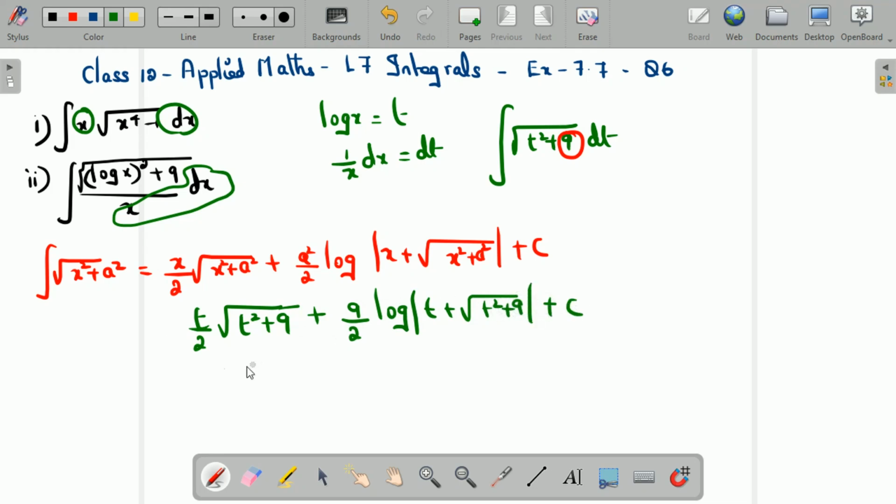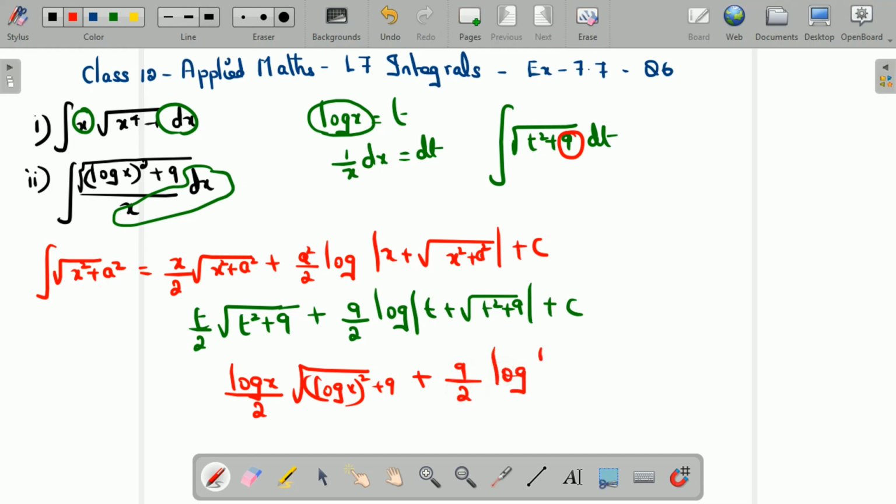Now I'm going to put back, or replace, the t with the actual value, which is our transformation, log x. So let's put that. So this is log x by 2 root of log x the whole squared plus 9, plus 9 by 2 log of log x plus root of log x the whole squared plus 9 plus c.